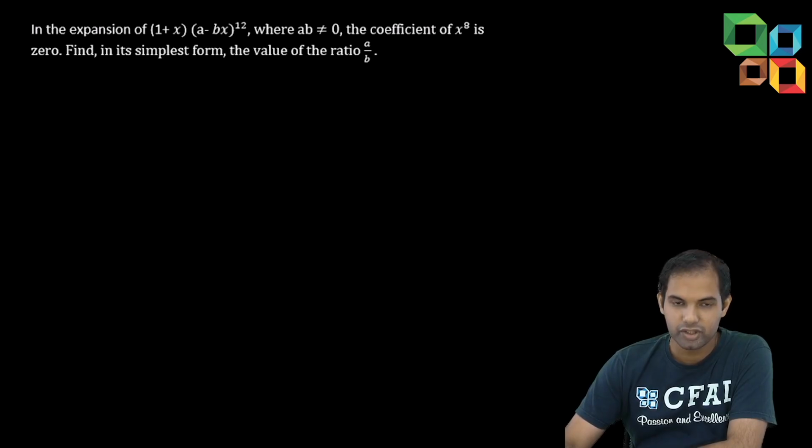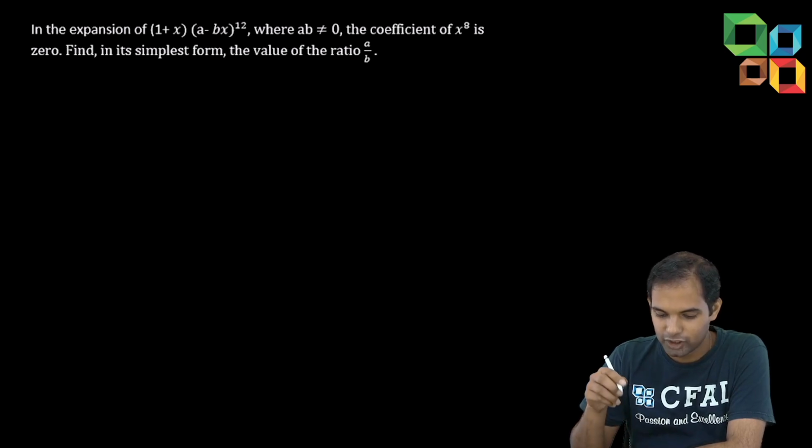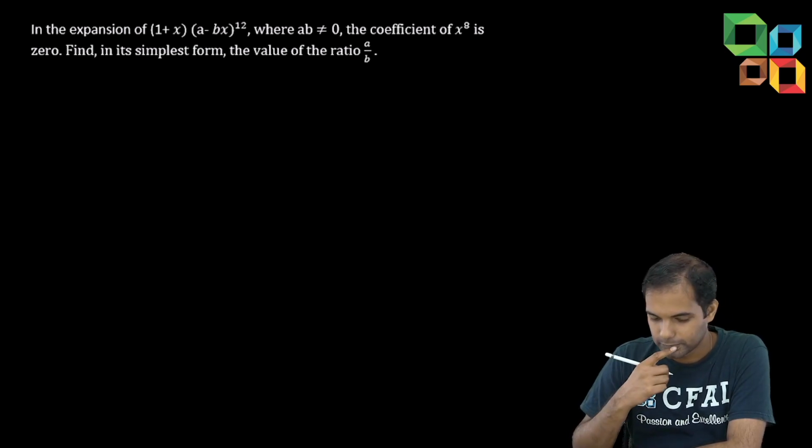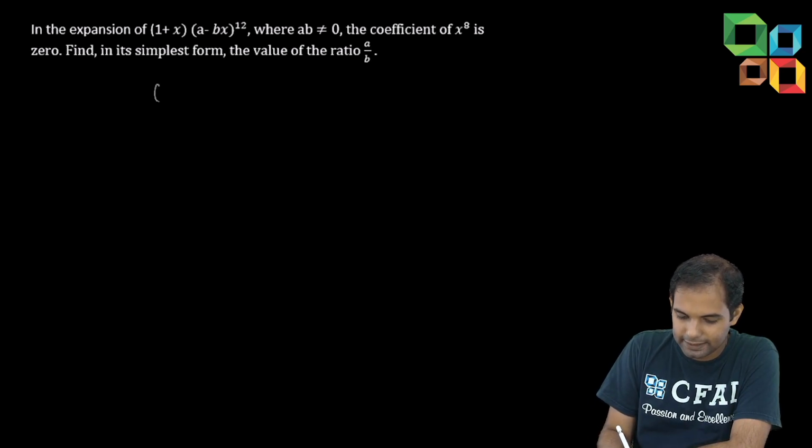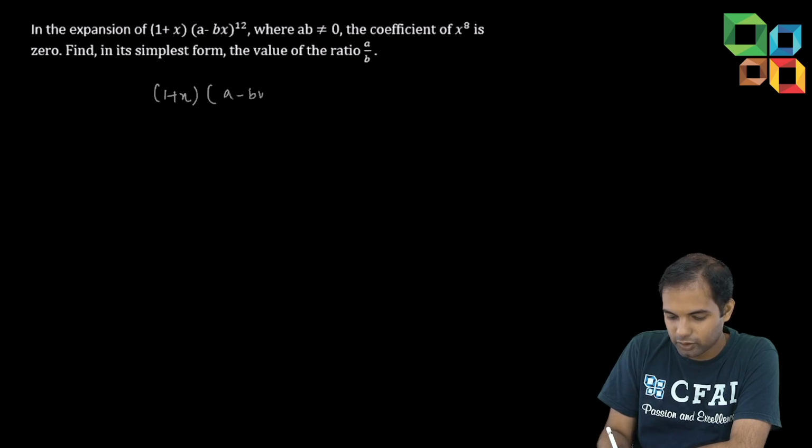So in this expansion, where AB is not 0, the coefficient of x power 8 is 0 is given. So that information is here. You have to find the ratio of a by b, the simplest one. So what do we know? We know this is 1 plus x. And we know this is (a minus bx) whole power 12.